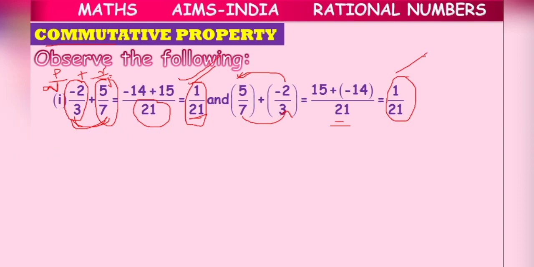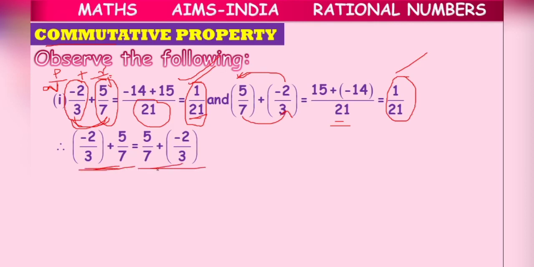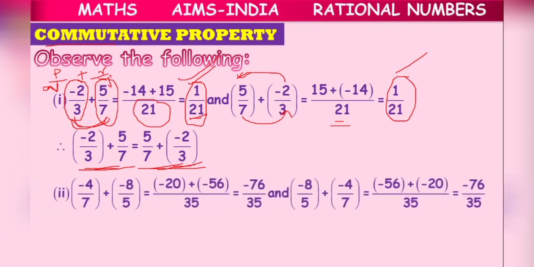So from this what we can say? P by Q plus R by S is equal to R by S plus P by Q. Means we can add two rational numbers in any way, first plus second or second plus first. We can add in any way. The result will be the same. Let's see one more example.